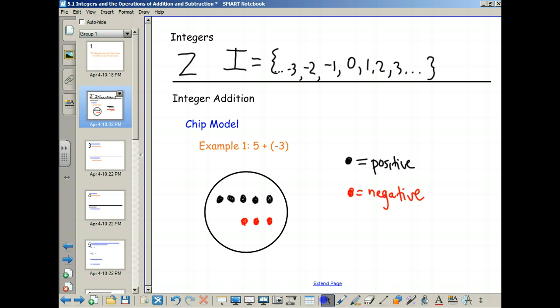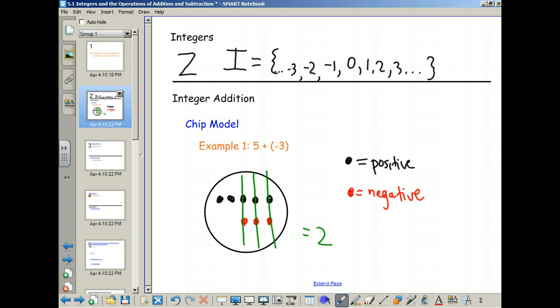And what is the net result of a black chip and a red chip combined? They cancel to 0. If I take a positive chip and a negative chip and pair them up, they cancel each other out. So I cancel out this one, this one, and this one. Even though there are 8 chips in there, like Lauren mentioned, they aren't all positive. So this is not the number 8. This is the number 2.